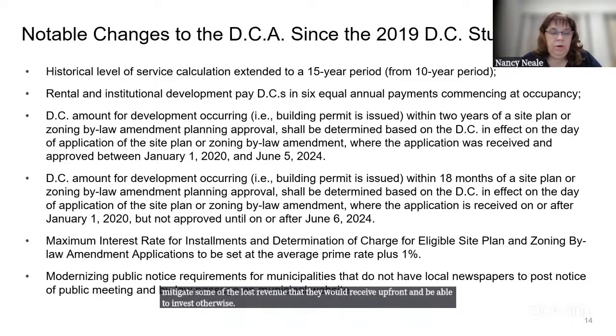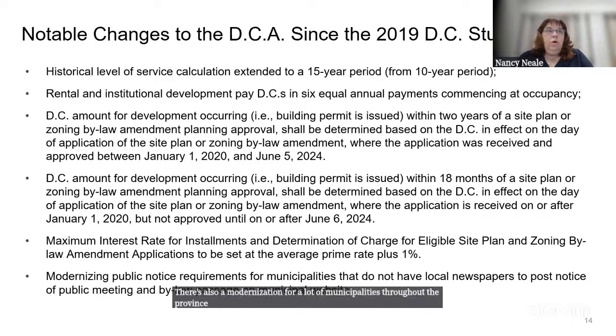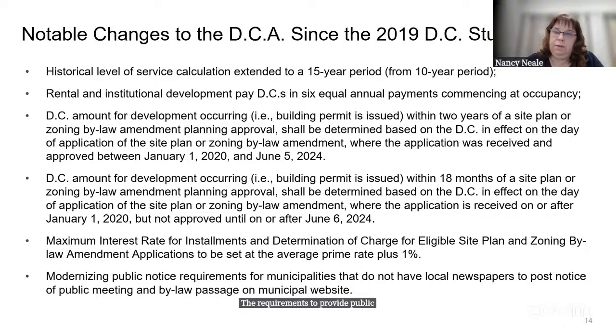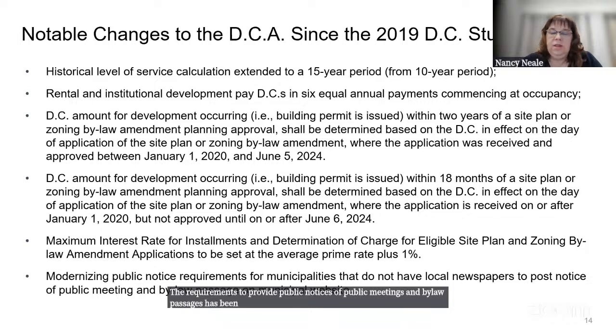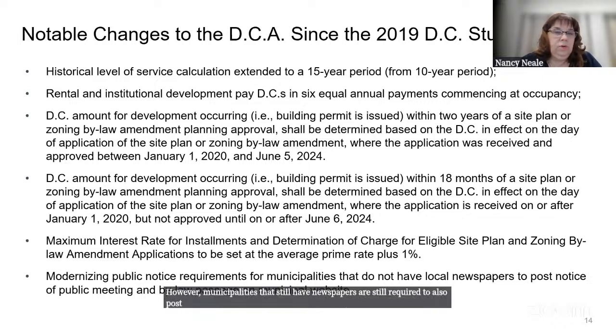There's also a modernization for a lot of municipalities throughout the province that no longer have newspapers. The requirements to provide public notices of public meetings and bylaw passages has been changed so that those municipalities can post those notices directly on their website to meet the legislative requirements. However, municipalities that still have newspapers are still required to also post those notices in the newspapers. Next slide.